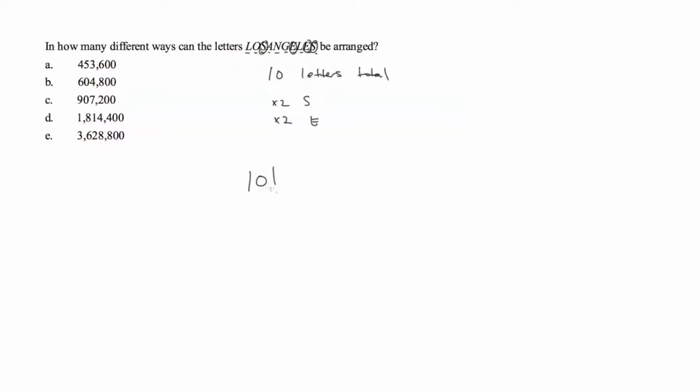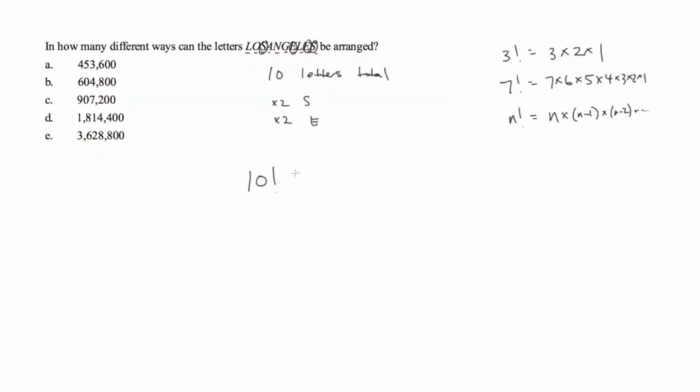say 10 factorial. In case you don't know what factorial is, to give you an example, 3 factorial would just be 3 times 2 times 1. 7 factorial would be 7 times 6 times 5 times 4 times 3 times 2 times 1. So basically whatever the number that comes in front of the factorial is, it's n times n minus 1 times n minus 2 all the way down to when it reaches 1.